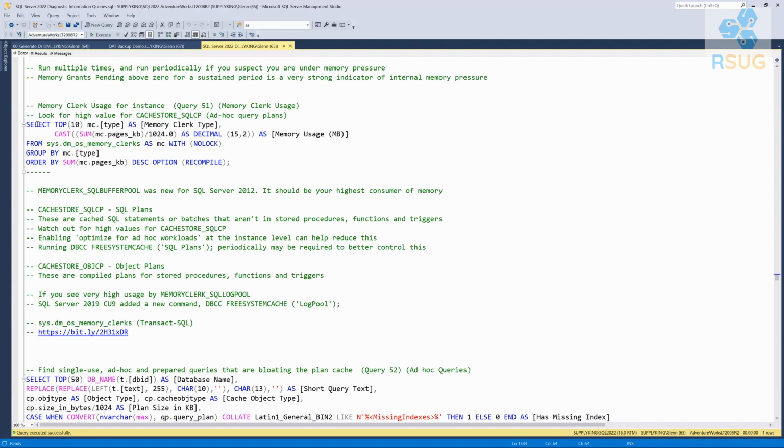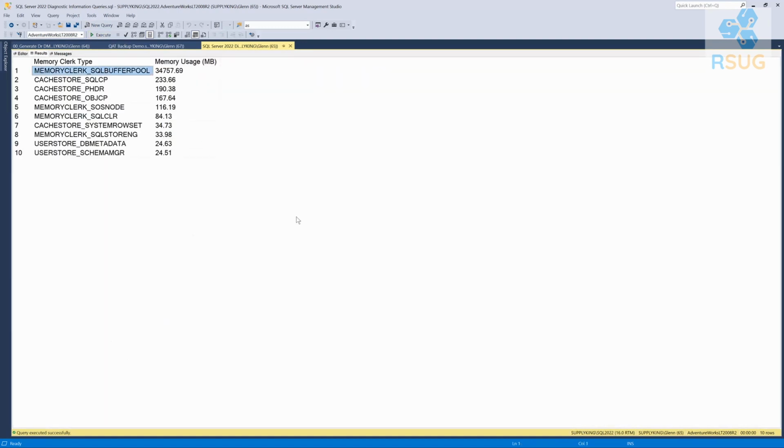All right, the next one is very useful. It's the memory clerk usage. And this shows you what memory clerks are using all your memory. And on SQL Server 2012 and newer, you want it to be this SQL buffer pool. That's your SQL Server buffer pool where all your data is cached in memory. But you might see other things like cache store SQL CP can often be a very high user of memory.